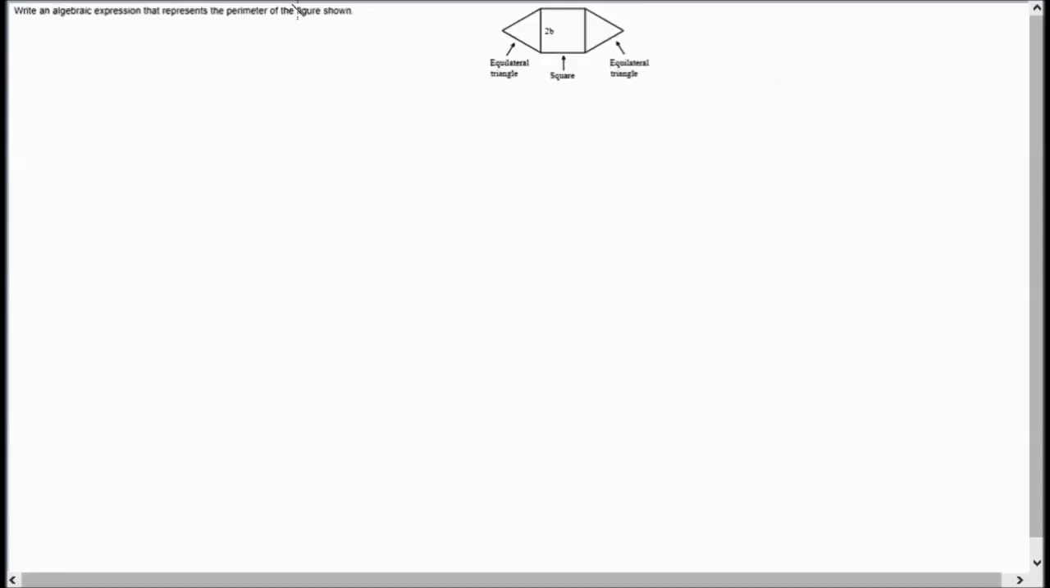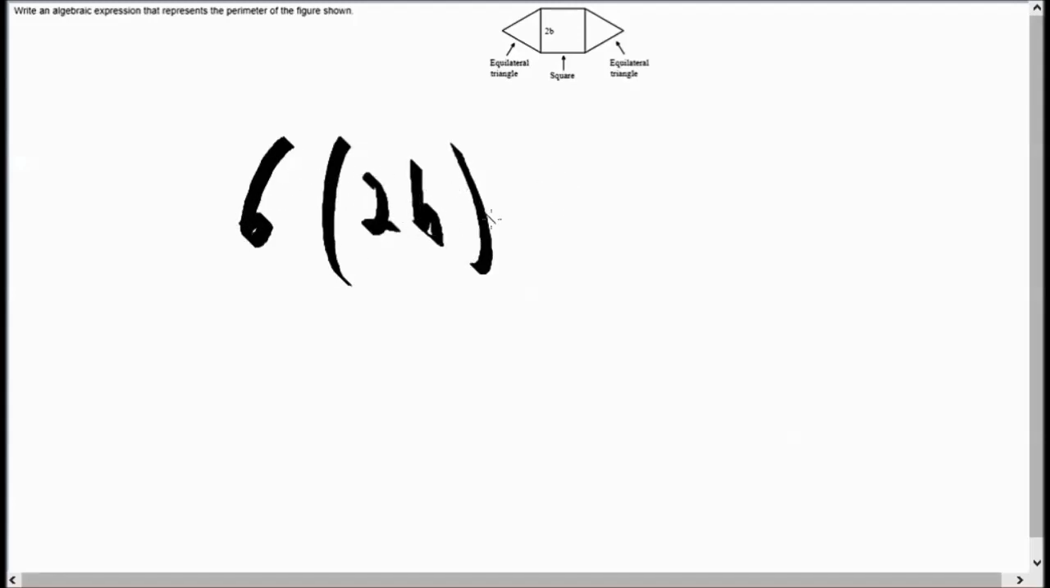Okay, this was a little weird. We have to write an algebraic expression, but notice these are equilateral triangles. That means they're all 2b, and this is a square. So we have 1, 2, 3, 4, 5, 6, or 6 times 2b. You could also do 2b, 2b, 2b, 2b. I would think 6 would be better though, right? Notice it says the perimeter, and that we don't include these right here. This one and this one do not get included for the perimeter. So it's 1, 2, 3, 4, 5, 6, and all of them are 2b. So if you wanted to finish that up, 12b.